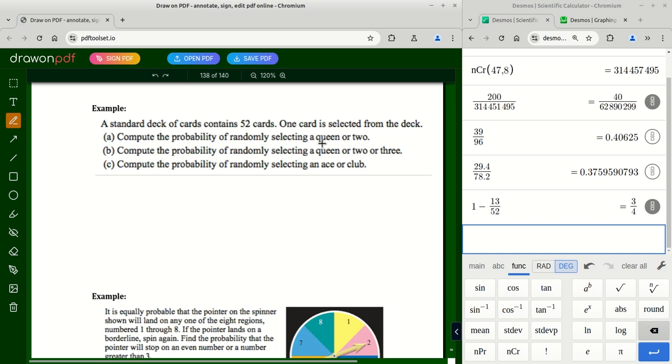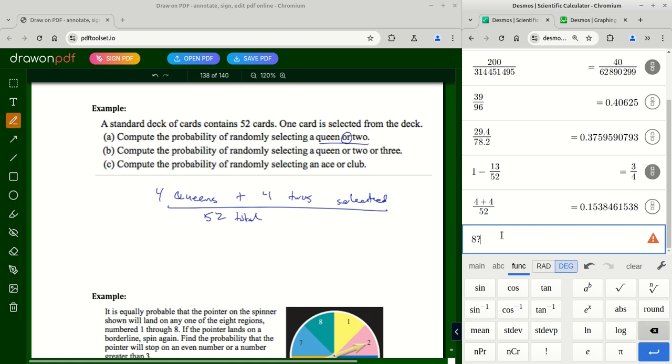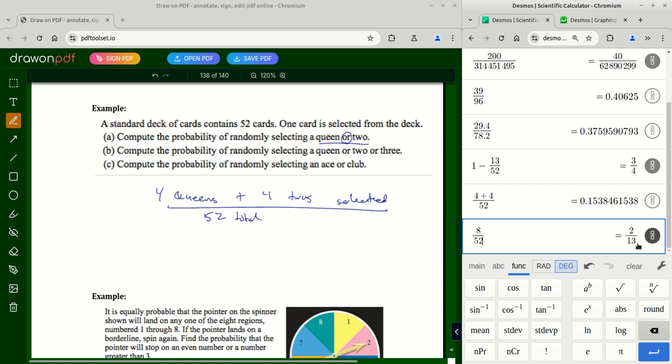So it says, what's the probability of a queen or a 2? See, I'm going to add them up, basically, right? So I've got 4 queens, and I've got 4 2s selected. Again, my total is 52. So what's actually in my numerator is 8, right? Same thing. So 8 over 52, 2 out of 13. There you go. That was part A, by the way.